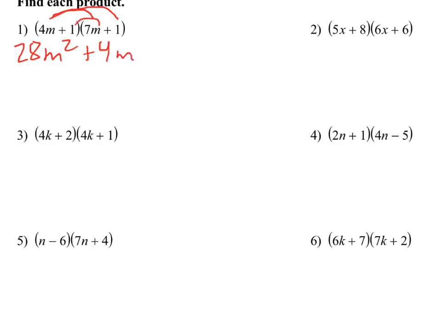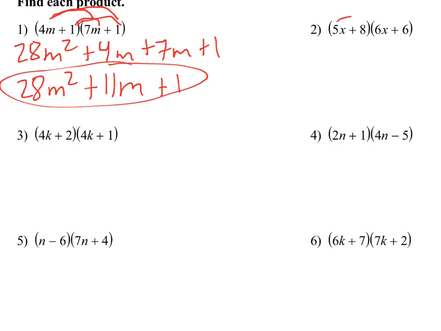And then 1 times 7m gives me 7m. And 1 times 1 gives me just 1. After you've done that, there's a little bit of combining, which is basically just combining what's inside here. 28m squared. 4m plus 7m is going to give me 11m. And then plus 1 on the end. Ta-da! There you go.